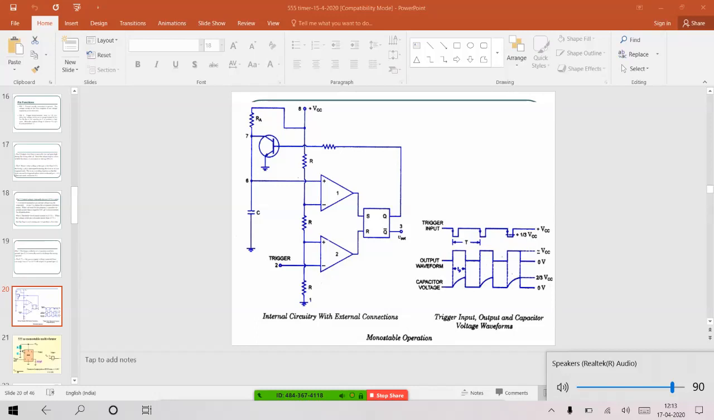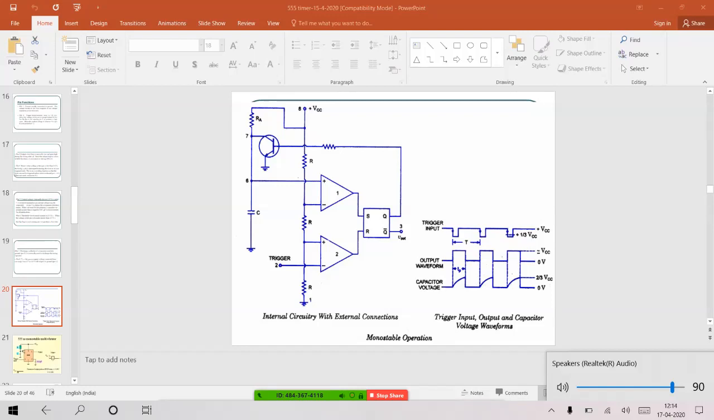So when this is happening, this will happen up to 2 by 3 VCC. Why? Because 2 by 3 VCC reference is set to upper comparator 1. Comparator 1 has the reference as 2 by 3 VCC. If VCC is 10 volt, it is 10 into 2 by 3, which means 20 by 3. So 6 point something, approximately 6 volts you can consider. 6 volts reference is available.